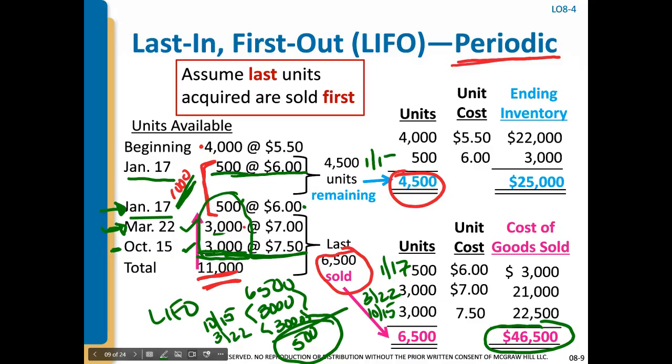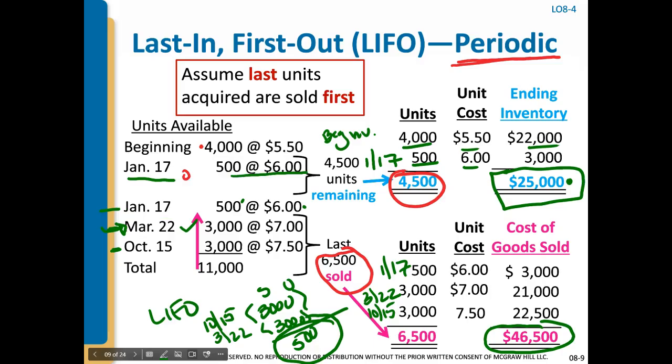And the remaining units is right here. We have 500 remaining units from the January 17th batch, which was at $6, and our beginning inventory. We have not used up that layer, was 4,000 units at $5.50. And so our ending inventory ends up being $25,000. So I'm just going to erase some of these things so we can see a little bit better. But you can see that in LIFO, we start here at the newest batch. Last in, meaning the most recently acquired, is first out. So we kind of go up the chain to allocate those costs. That's how you do it under the periodic method.